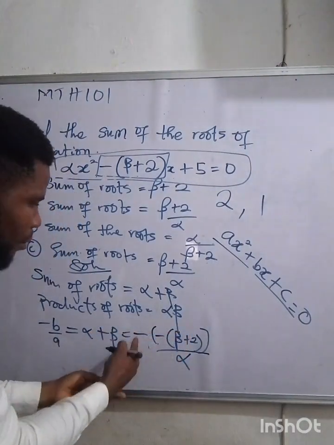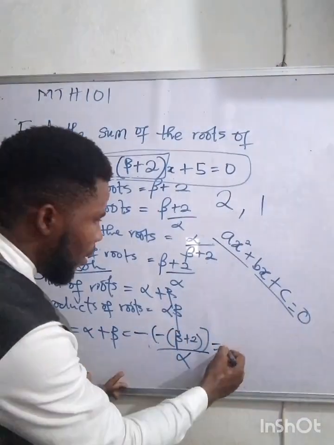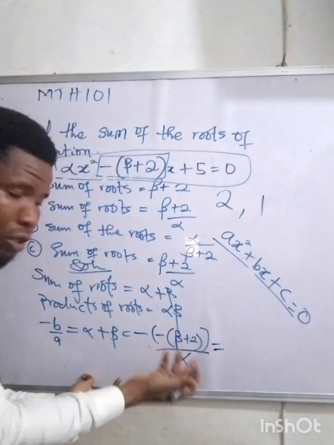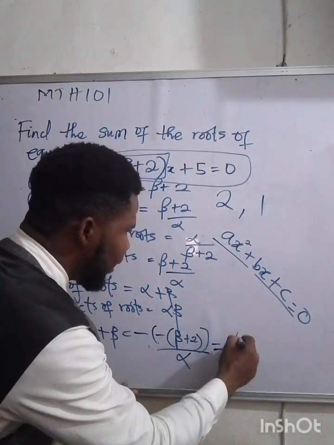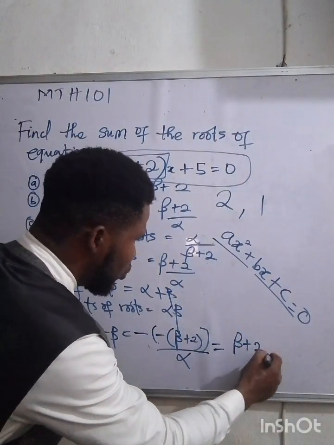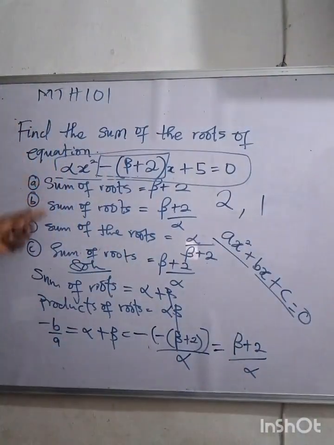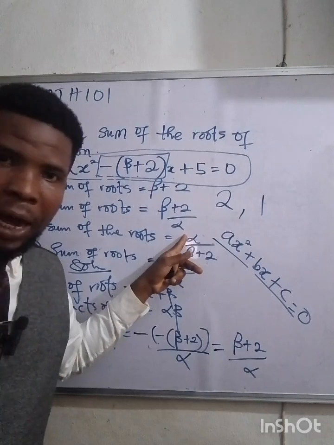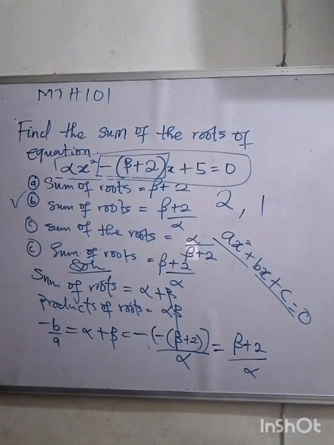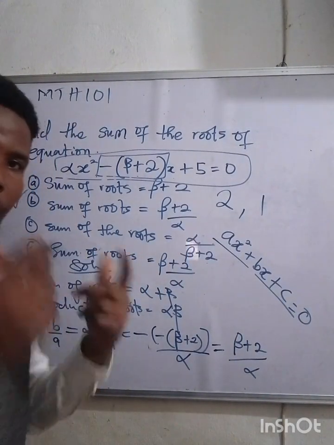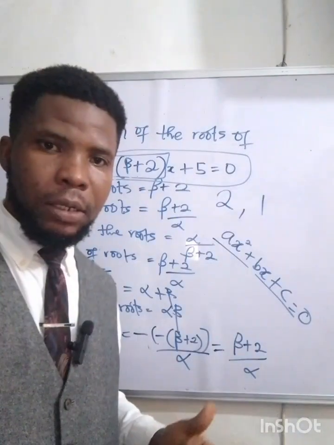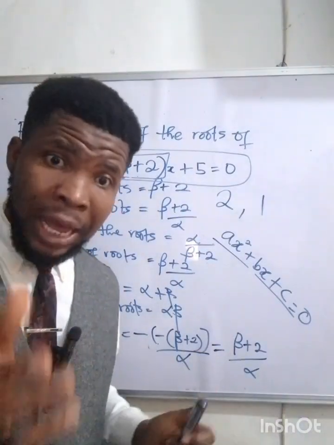So how do you express this? Minus times minus, that's obviously plus, right? Minus times minus is plus. So our answer is what? Beta plus 2 over alpha. That's all. Beta plus 2 over alpha. And which of the options is correct? Beta plus 2 over alpha. Option what? B. I hope you understand that, right? So I'm going to solve just one more question, and we can now do our revision online, okay?